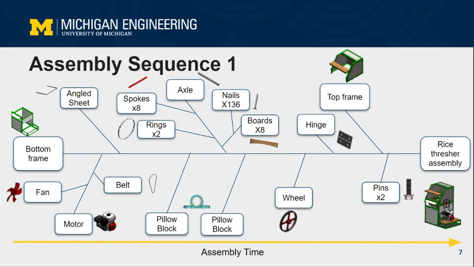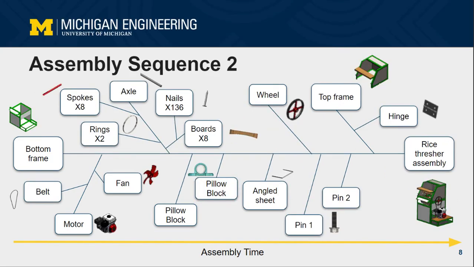This is our assembly sequence number 1. We start off with our bottom frame and attach the fan, motor, and belt assembly to it. Then we attach the angled sheet, we install the first pillow block, then we assemble and insert the carousel assembly into the first pillow block, then install the second pillow block and insert the other end of the carousel. Then we install the wheel onto the end of the axle, then we install the hinge, the top frame, and the pins that align the top and the bottom frame.